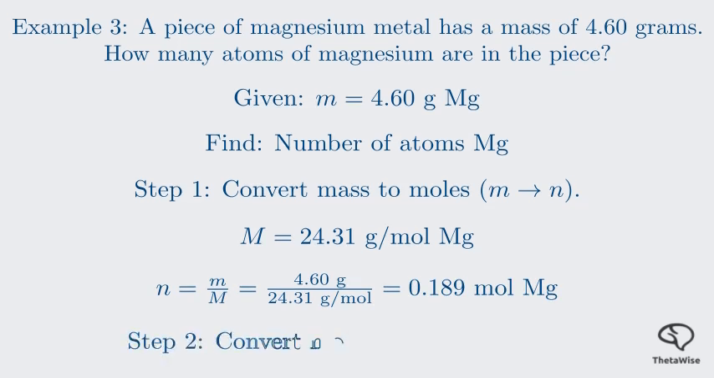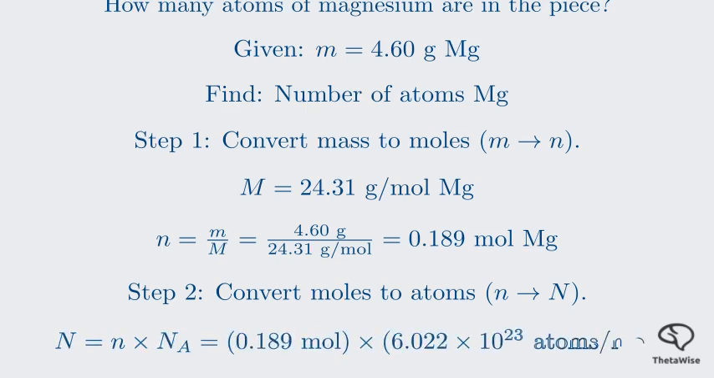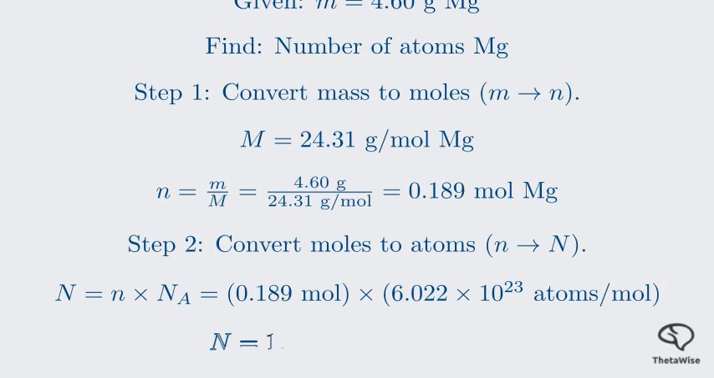Step 2 is to convert moles to atoms. We take our moles, 0.189, and multiply it by Avogadro's number. This gives us 1.14 times 10 to the 23 atoms of magnesium. This two-step process, mass to moles, then moles to particles, is a cornerstone of chemistry. If you understand this, you're in great shape for stoichiometry.